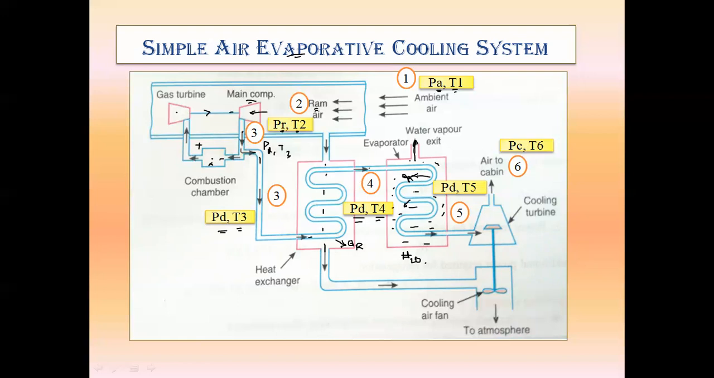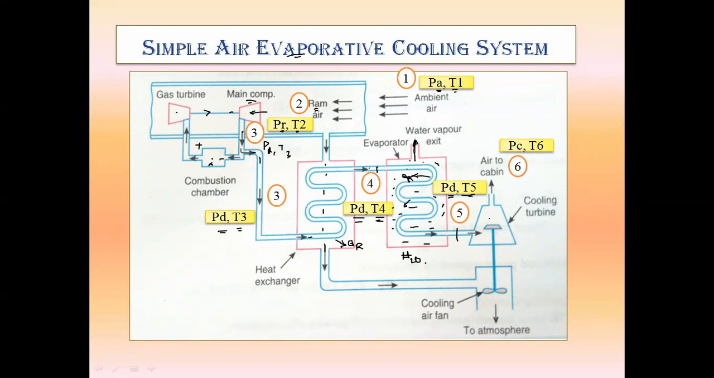And here inside the evaporator, the main function of the evaporator will be again to reject the heat at a constant pressure. So here that air will again reject the heat at a constant pressure. So 4 and 5: point 4 is nothing but the inlet to the evaporator, point 5 is nothing but the outlet of the evaporator. As this is a constant pressure process, pressure will remain the same, delivery pressure. Only temperature will decrease. So T4 will get converted into T5.